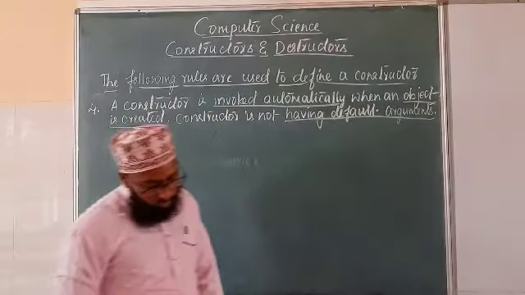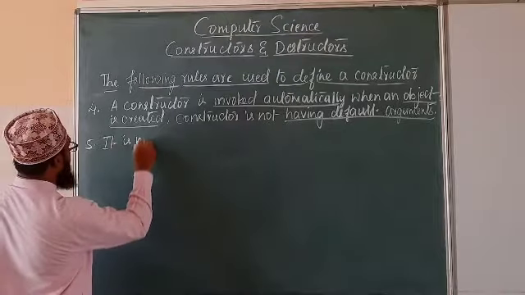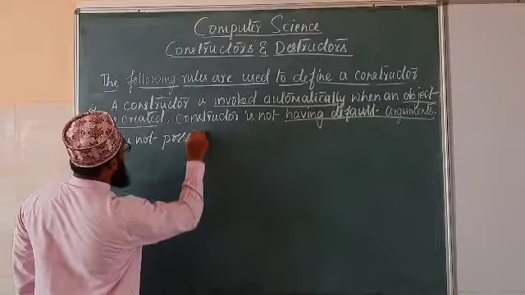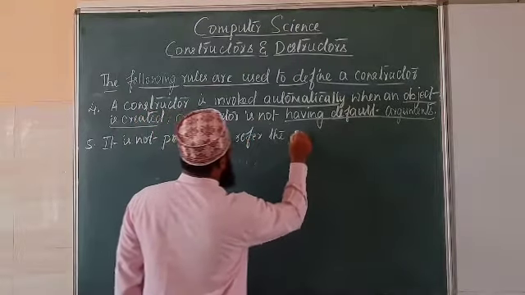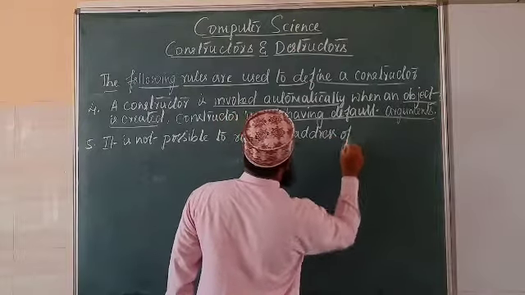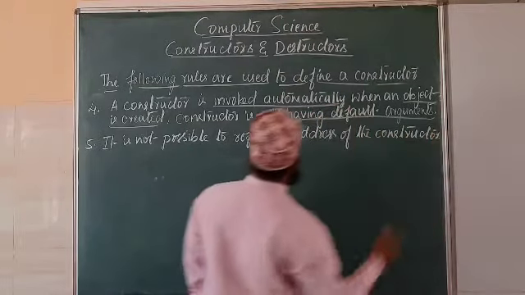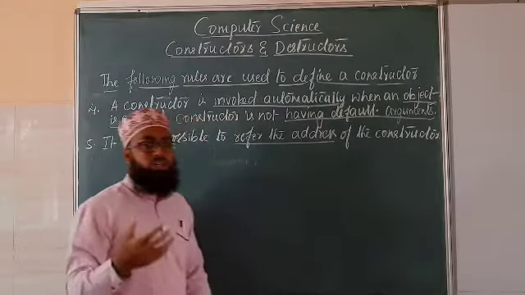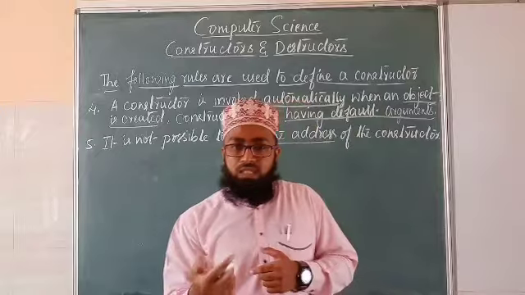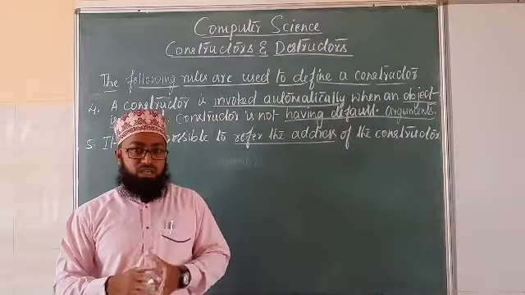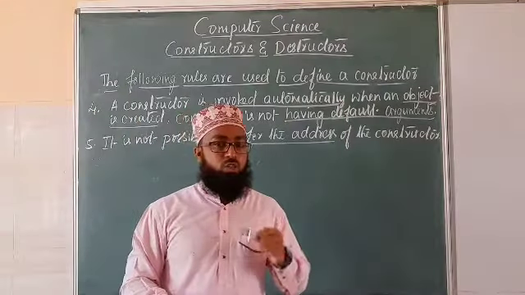Come, we shall see the next rule. The next rule is, it is not possible to refer the address of the constructor. Why we cannot refer the address of the constructor? Because the name of a class is given to the constructor name. In other words, the name of a constructor is same as that of the name of a class. So for this thing, it cannot be possible to refer the address of a constructor.